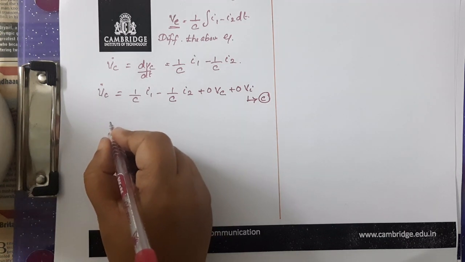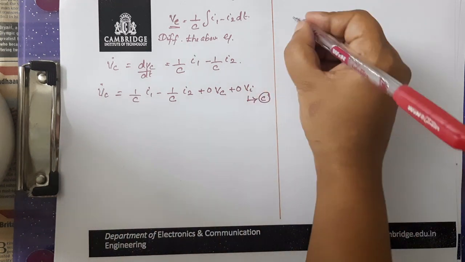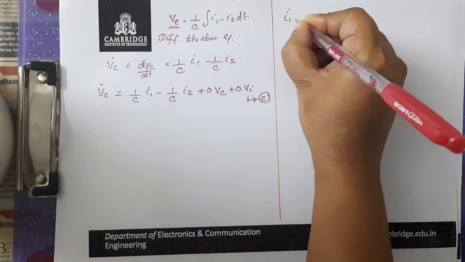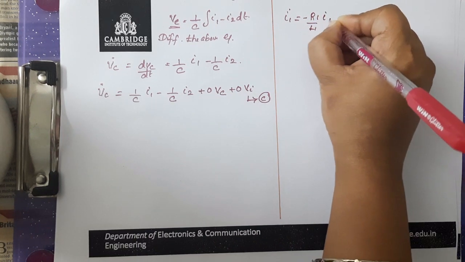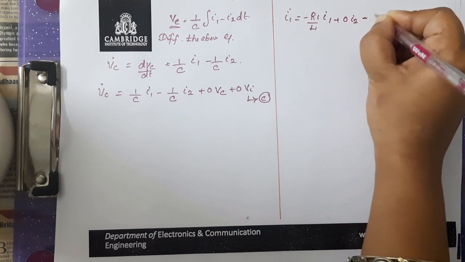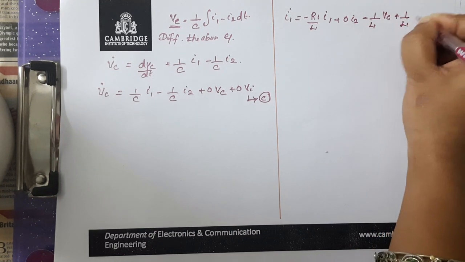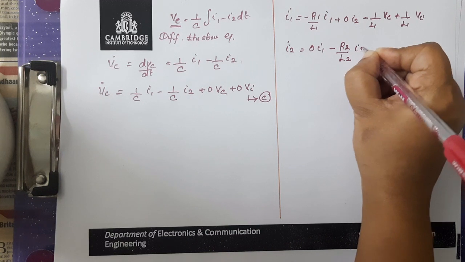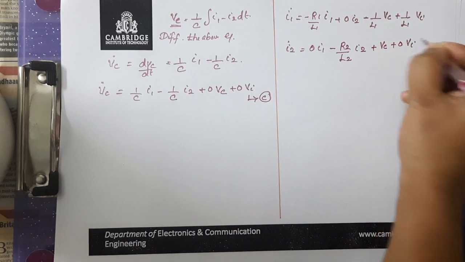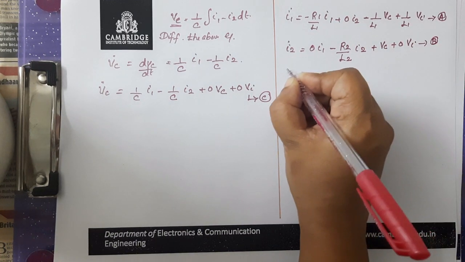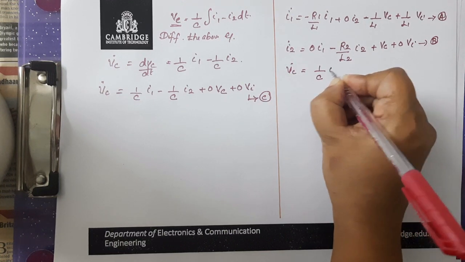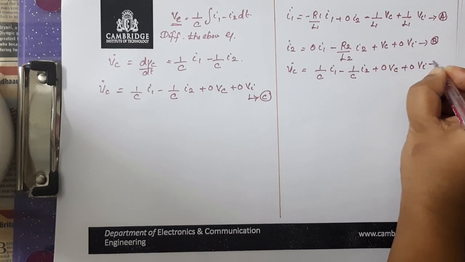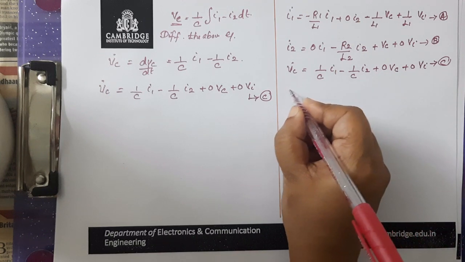Making use of equations A, B and C, we now have to represent them in the form of a matrix. Let me rewrite equations A and B here in this sheet. I1 dot is equal to minus R1 by L1 I1 minus 0 I2 minus 1 by L1 Vc plus 1 by L1 Vi. And I2 dot is given by 0 I1 minus R2 by L2 into I2 plus 1 by L2 Vc plus 0 into Vi. That is equation A and equation B. For equation C, Vc dot is equal to 1 by C into I1 minus 1 by C into I2 plus 0 into Vc plus 0 into Vi.